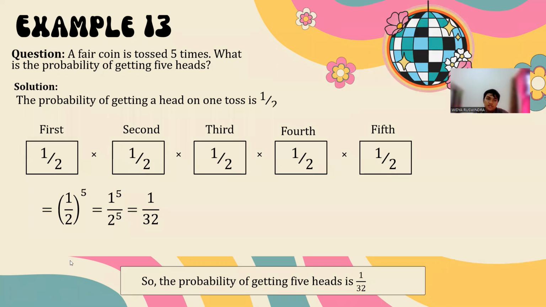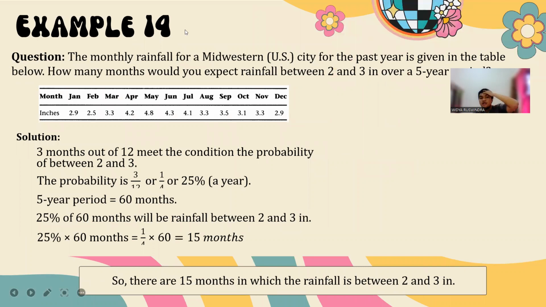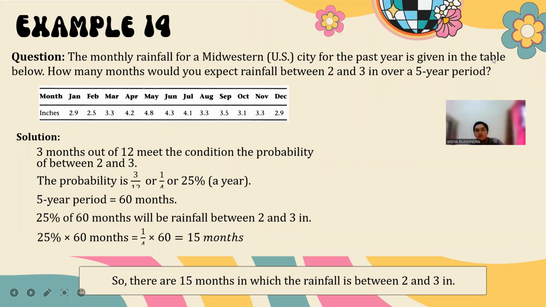Next, the last example. This is example number 14. The question: the monthly rainfall for a Midwestern US city for the past year is given in the table below. How many months would you expect rainfall between 2 and 3 inches over a 5-year period? So this is a table. Between 2 and 3 inches, we have January, December, and February. We have 3 in the 1 year.